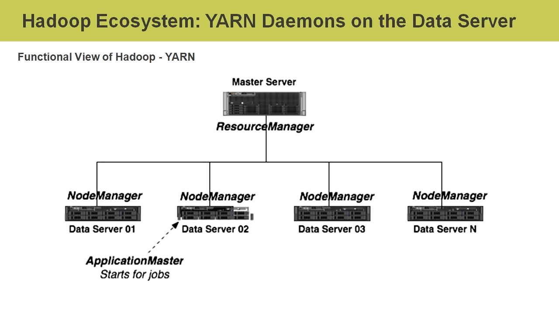There is only one resource manager daemon running in our Hadoop cluster, and it must run on the master server, while every data server must have a running node manager. The node manager is in continuous communication with the resource manager, providing the status of the resources on the data server. The application master daemons are launched on the data server by the resource manager. The application master daemon only runs as long as it takes to complete the compute job.